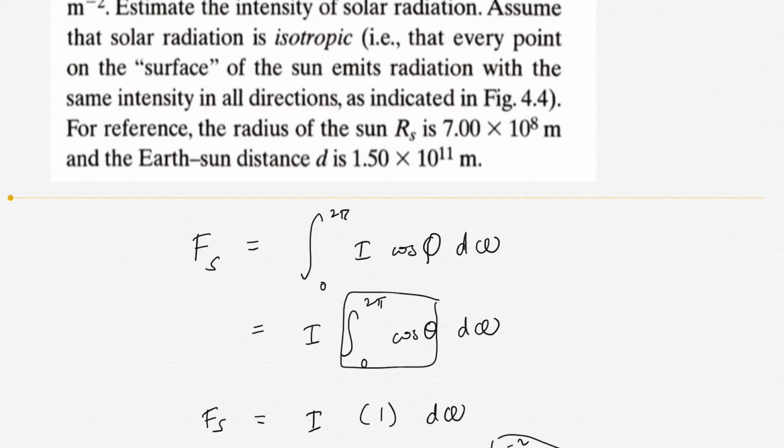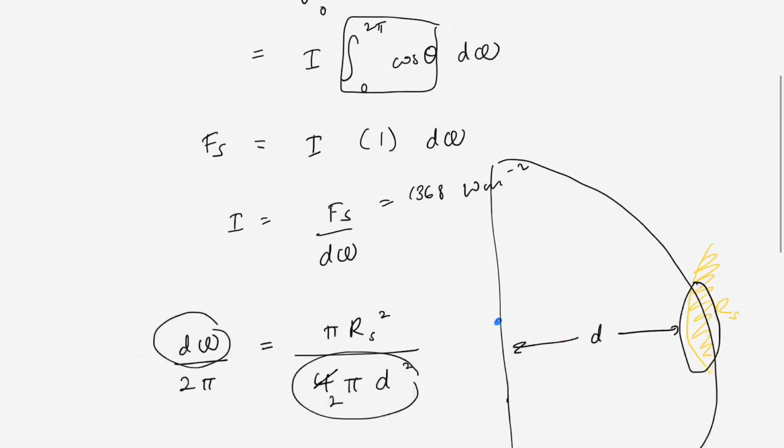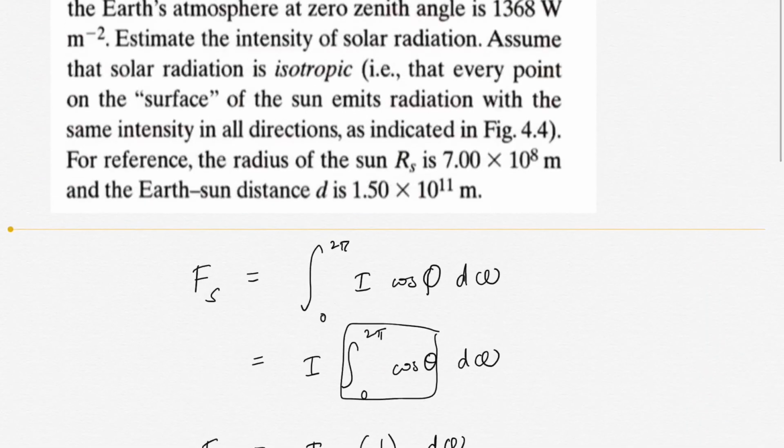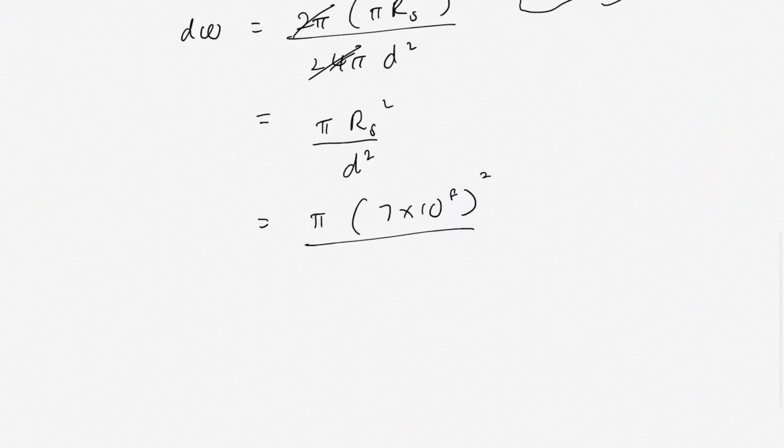Rs is 7 times 10 to the power of 8 meters, squared, over d, which is 1.5 times 10 to the power of 11. Calculate this and you'll get 6.84 times 10 to the power of -5. The unit of this is the steradian.